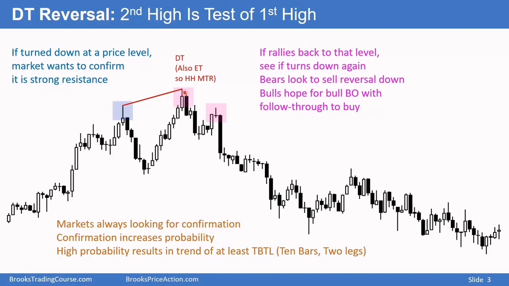Higher high major trend reversal, probably at least 10 bars, 2 legs down. Leg 1, pull back, leg 2. Here we got far more than 10 bars down, and we got far more than 2 legs. 1, 2, 3, 4, 5.